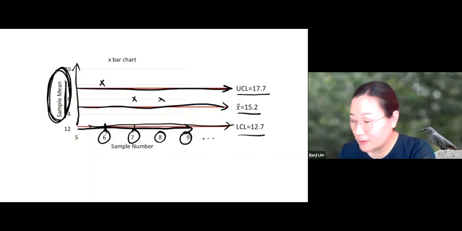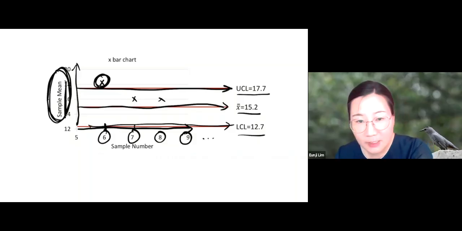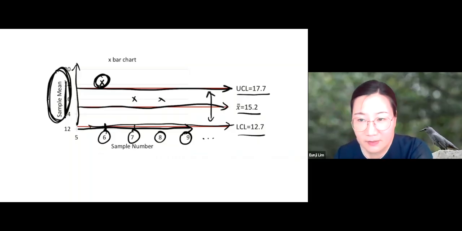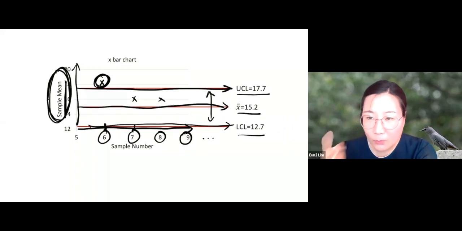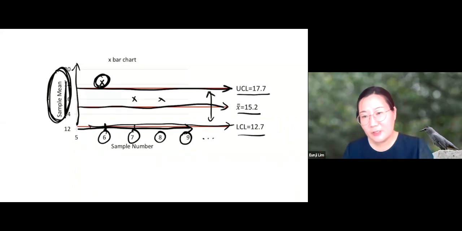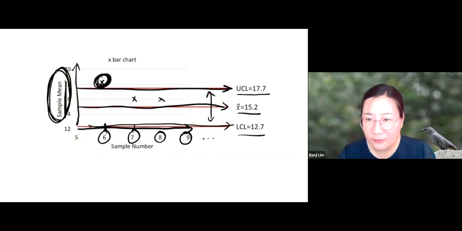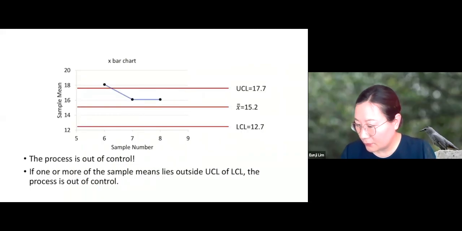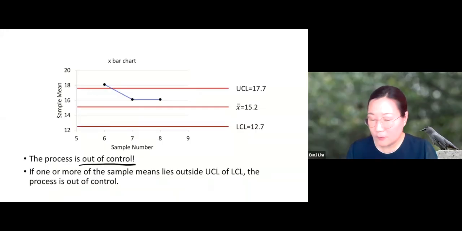If one of the sample means is outside the limits, then we conclude that the process is out of control. If all the sample means are within the limits, then the process is in control. But if one or more sample means are outside the limit, then the process is out of control. So since we have one sample mean that's outside the limits, we conclude the process is out of control. So that's our conclusion. The process is out of control.